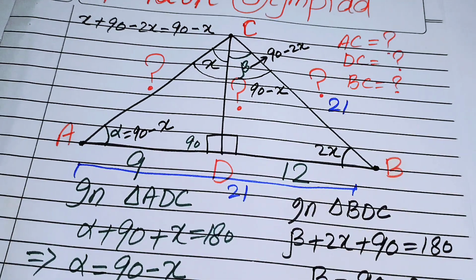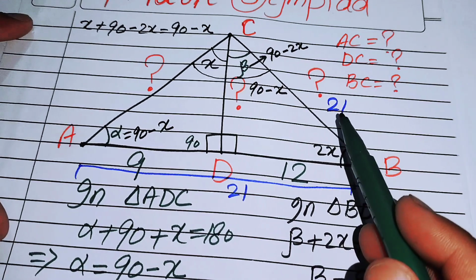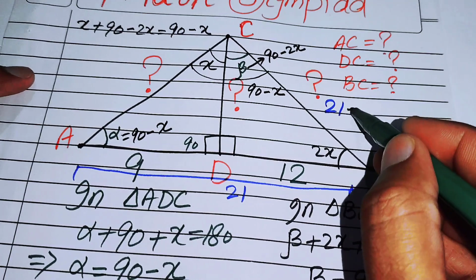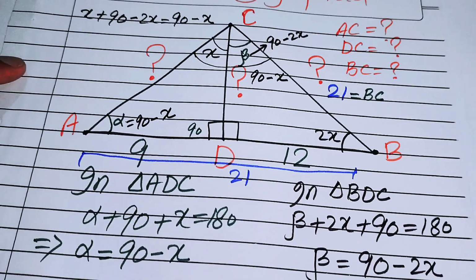So here you can see that the length of this side BC is 21. So this is our first value.